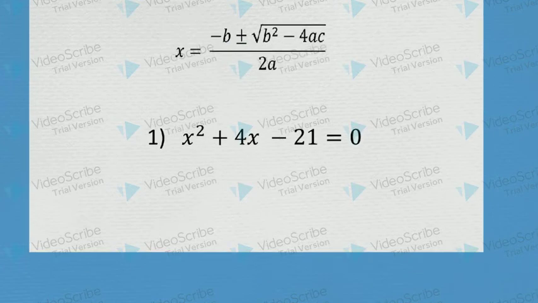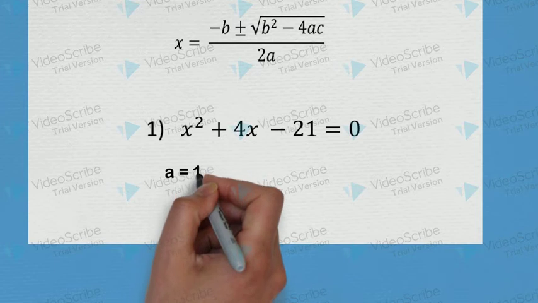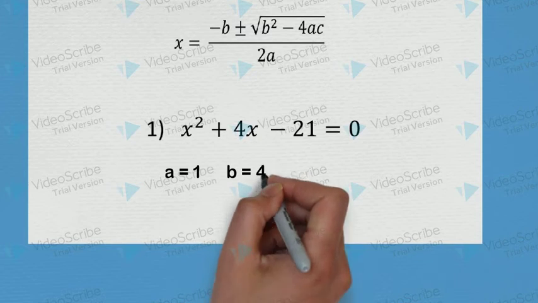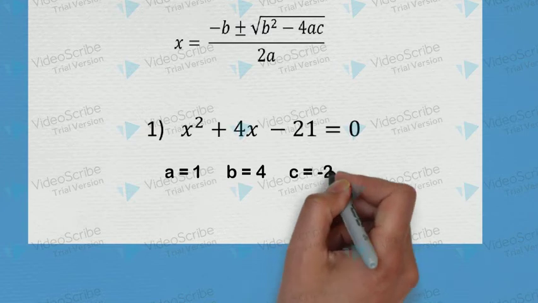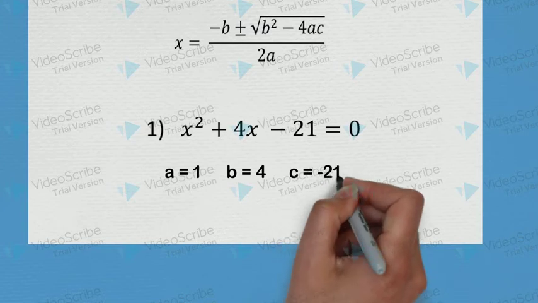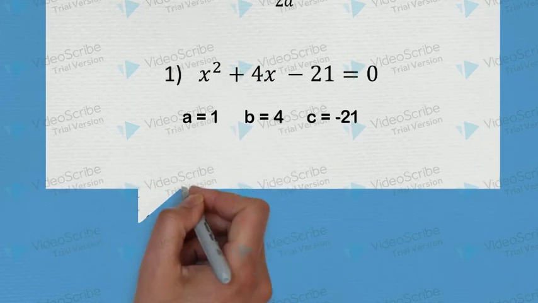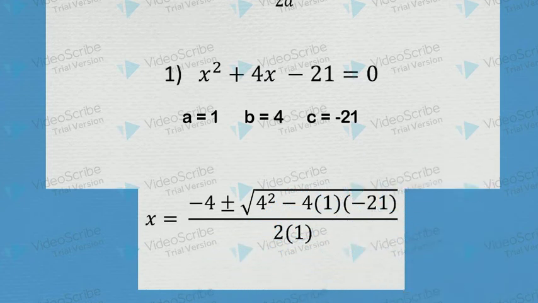Let's go back to number 1. x squared plus 4x minus 21 equals 0. We've already identified that a equals 1, b equals 4, and c equals negative 21. So now let's plug these values into the quadratic formula. You should have x equals negative 4 plus or minus the square root of 4 squared minus 4 times 1 times negative 21 all over 2 times 1. Go ahead and check your work.